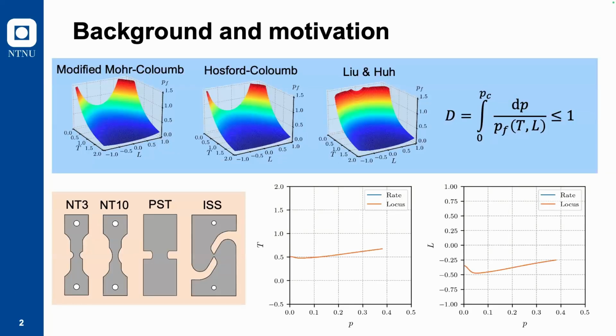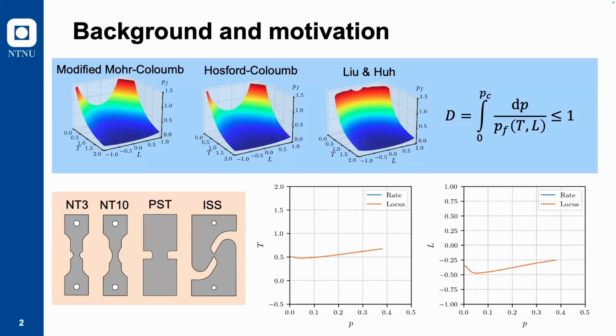Modeling of ductile fracture in metals is typically carried out using either porous plasticity or metal plasticity and some damage model. We have several of these models, like the modified Mohr-Coulomb, Hosford-Coulomb, Liu, and Hu. But common for all of these is that they involve a lot of different parameters, and therefore a lot of experiments are necessary for a proper calibration.